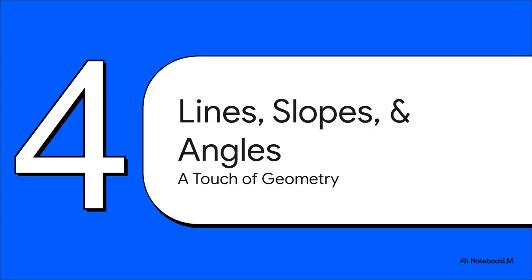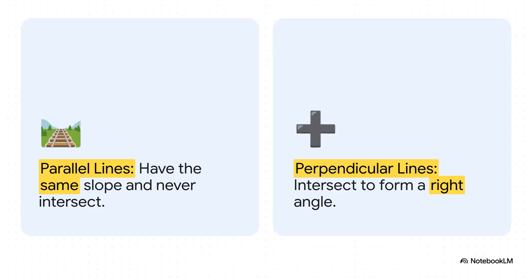For our last section, let's toss a few geometry tools into our kit. We're just going to quickly look at the basic rules for how lines get along with each other on a graph. So here we have two really important relationships. On one hand, you've got parallel lines. Think of railroad tracks. They have the exact same steepness, or slope, and they run alongside each other forever without ever crossing. On the other hand, you have perpendicular lines, which are the total opposite. They crash into each other at a perfect 90-degree angle, just like the corner of a square.